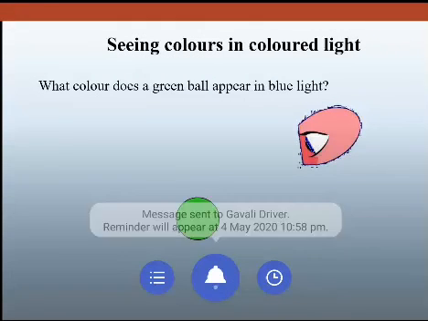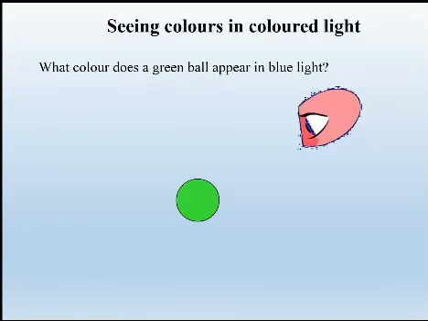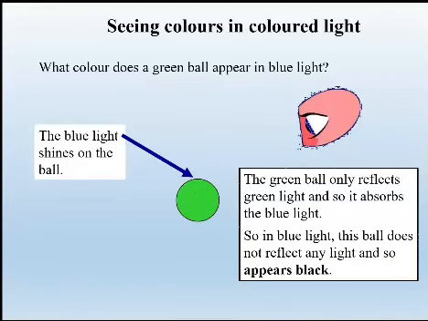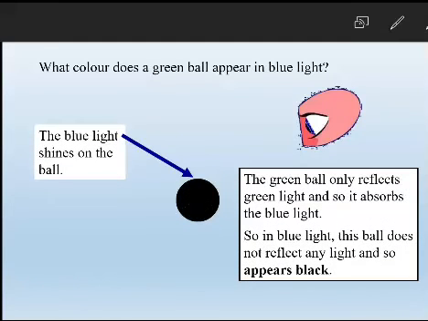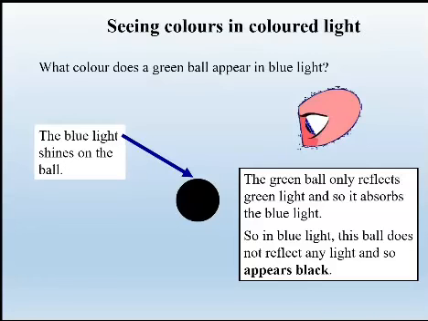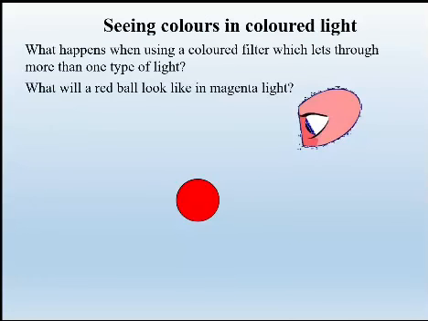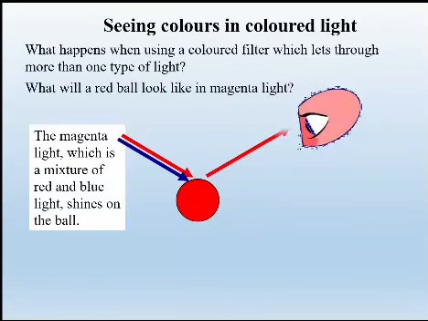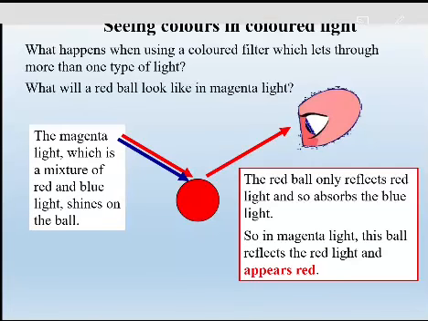What color does a green ball appear in blue light? If the green ball is there and the blue light is there, the green ball only reflects green light, so it absorbs the blue light. So, in blue light this ball does not reflect any light, so it appears black. These are some examples, different examples are shown here.